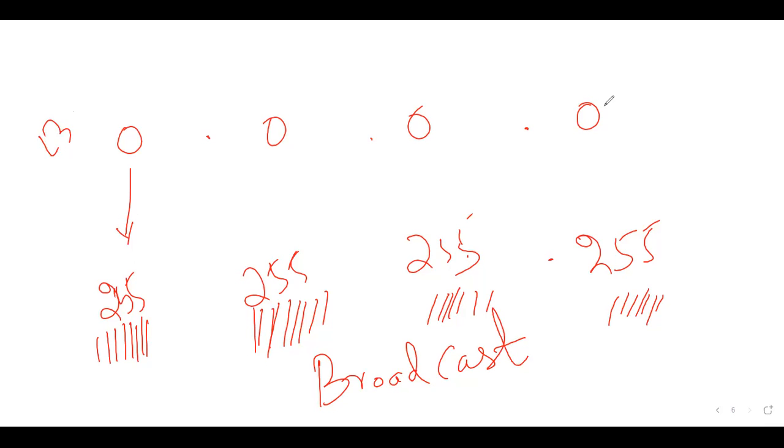All 0 we cannot consider, which means we always start the IP from 1 after 0, and end at 254 before 255. So this is our valid IP range, 1 to 254. Hope you understand.